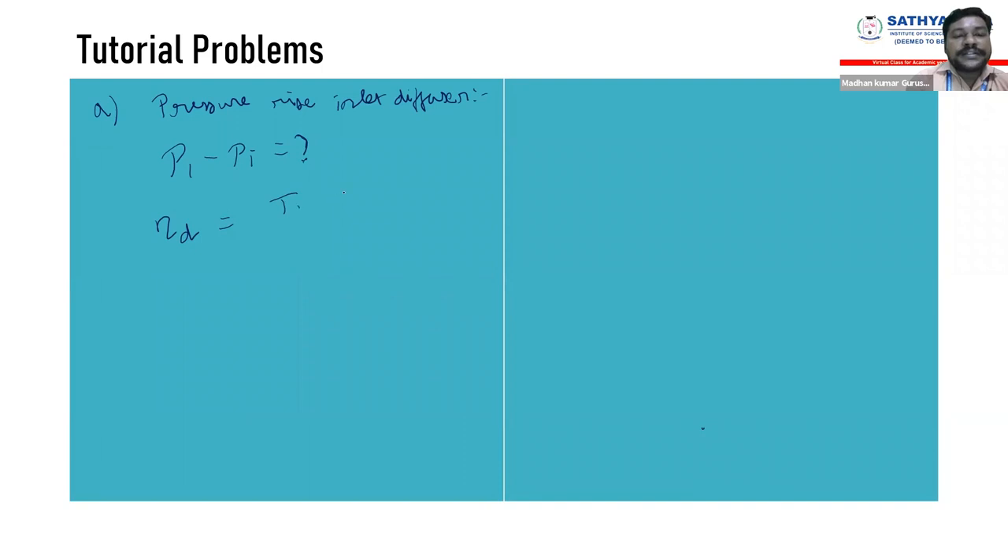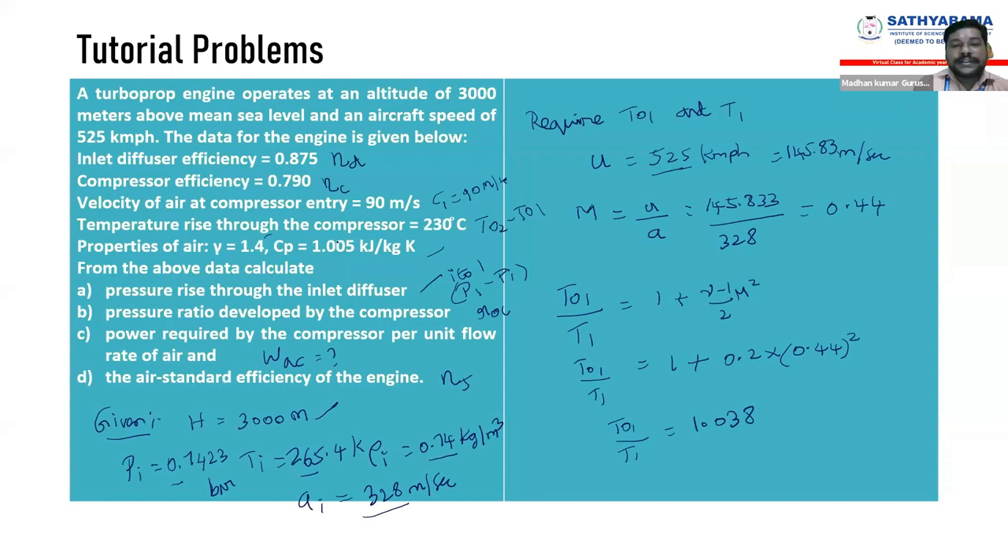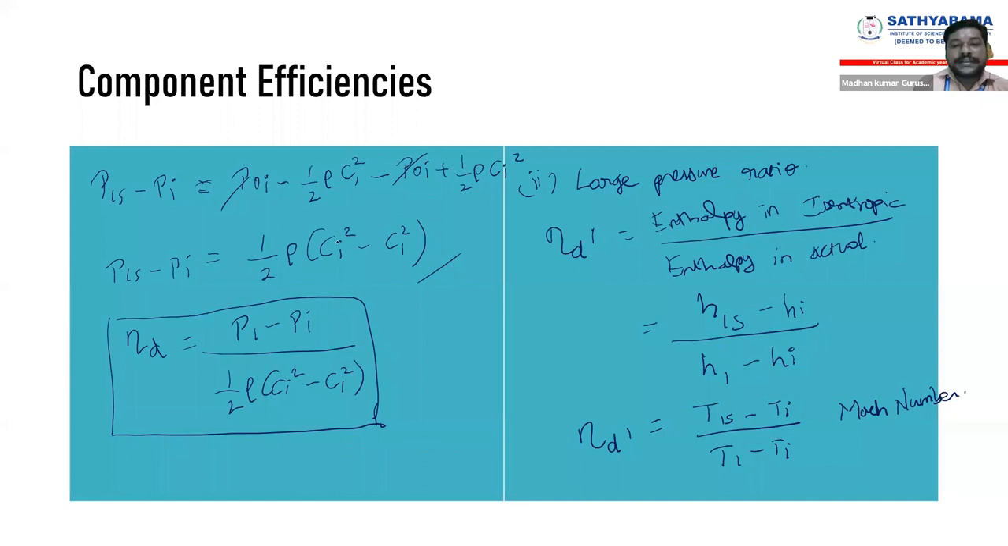So it is P1 minus PA, right? So divided by, what is the formula for diffuser efficiency? Initial formula we have this P1 minus PA divided by half rho C squared minus C1 squared, right? So inlet velocity minus your CA squared. You can use this formula and then you can find P1 minus PA, right? So let it be. You don't use this temperature formula, right? You just use this formula.